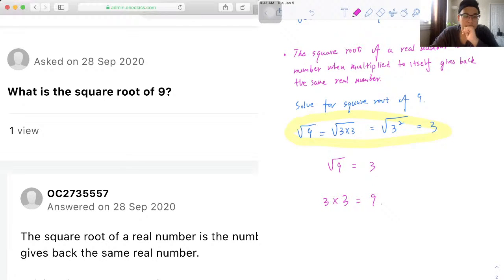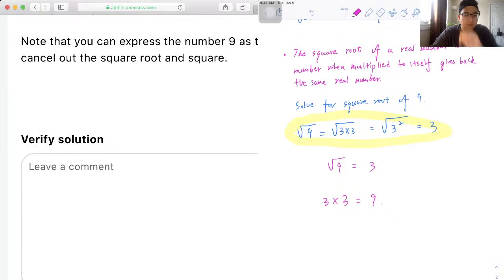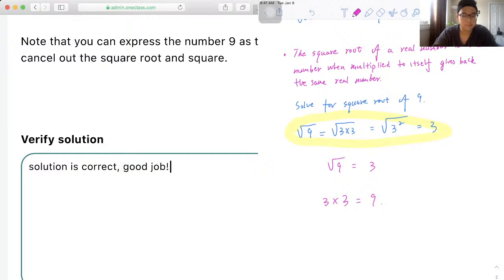Okay, so now let's leave a comment here. Solution is correct. Good job.